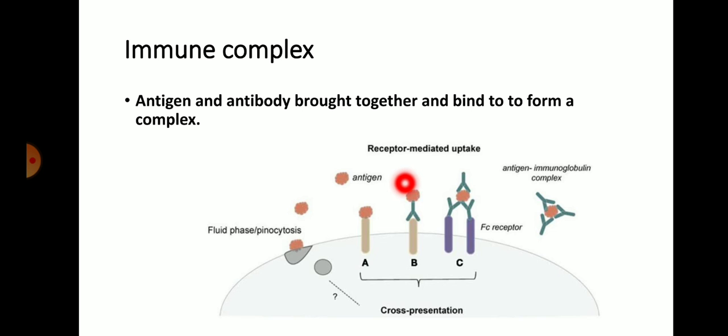So in this figure you can see that the antigen binds to the antibody. The epitope of the antigen binds to the paratope of the antibody, and they form the antigen antibody complex, which is also called the immune complex.